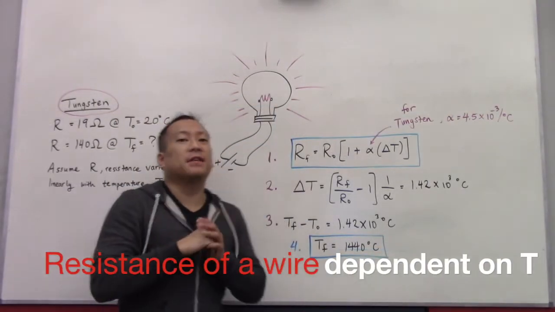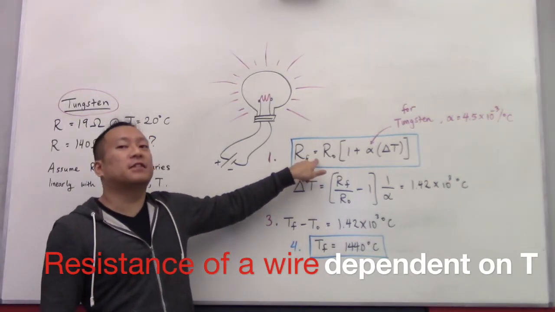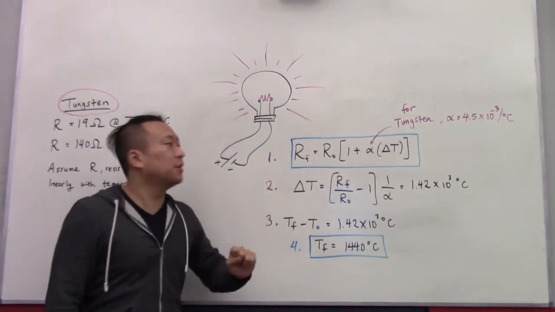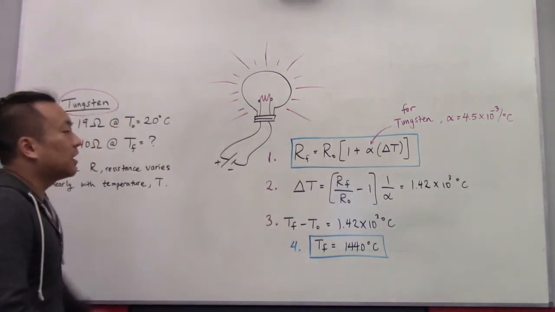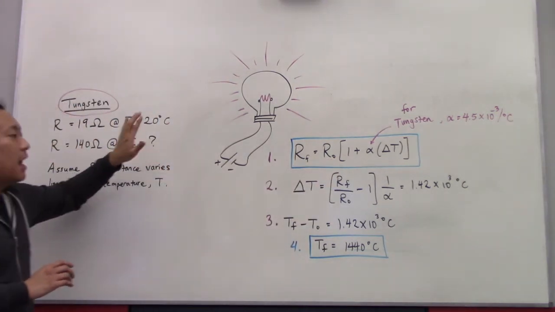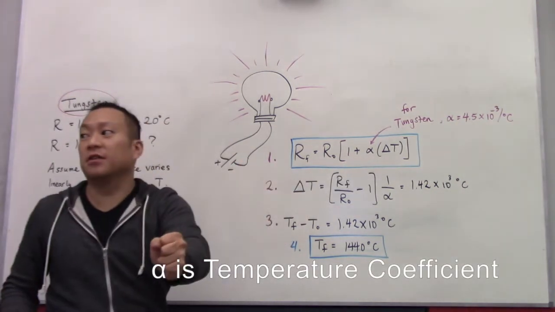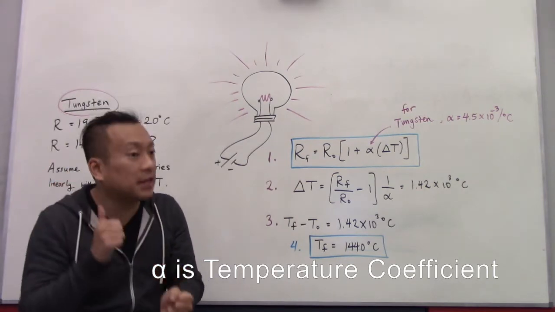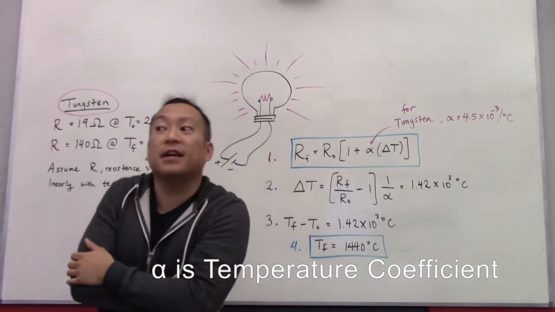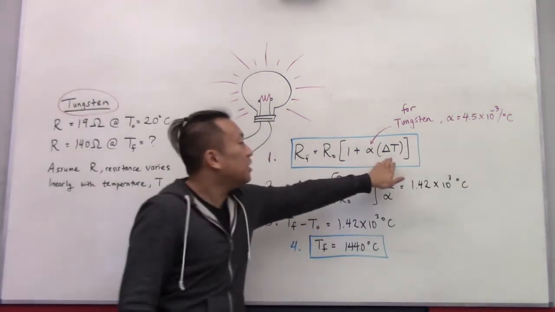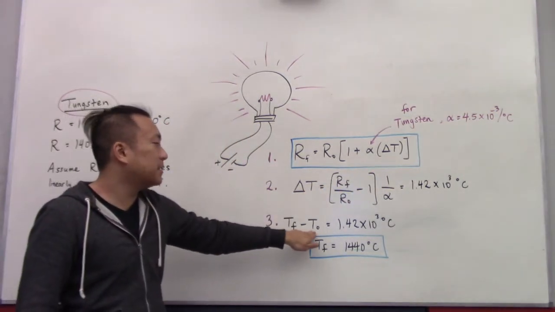This one is talking about the central equation to write down in your equation sheet. The final resistance of a wire that depends on temperature is given by this. It's the original resistance at some initial temperature times 1 plus alpha. Alpha is specific to the material. In this case, we're talking about tungsten, so we can look that up as well. The alpha value for tungsten is 4.5 times 10 to the minus third per degree. Change in T, that's change in temperature. We know that's T final minus T initial.